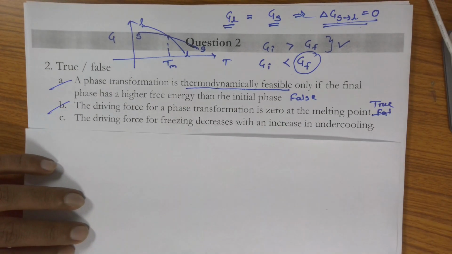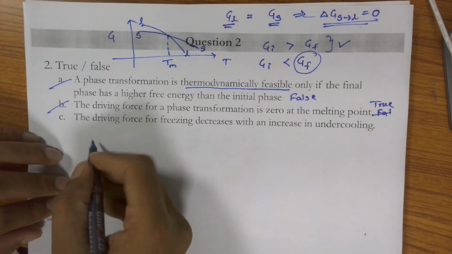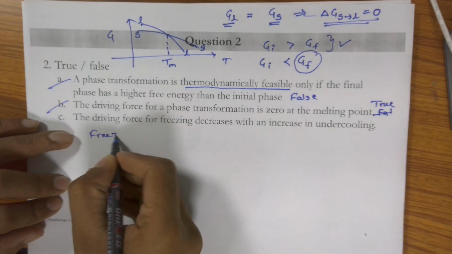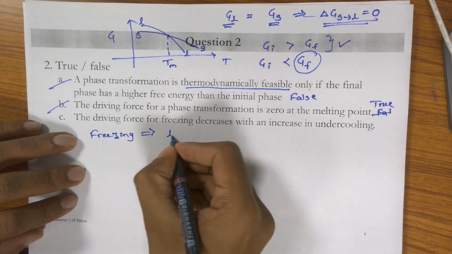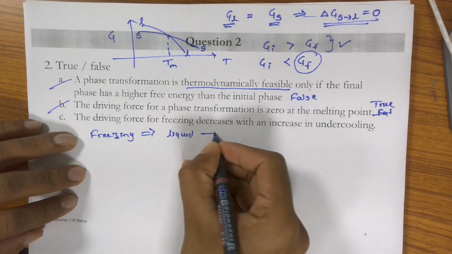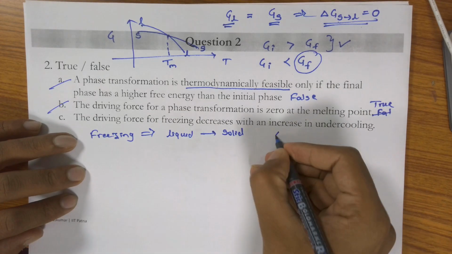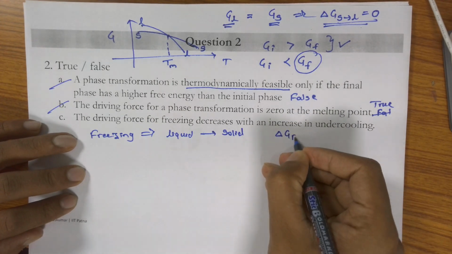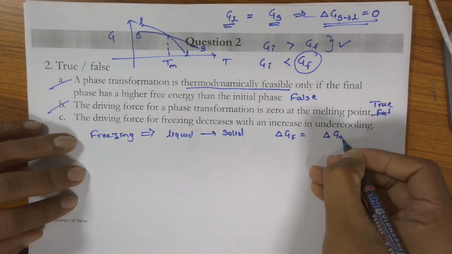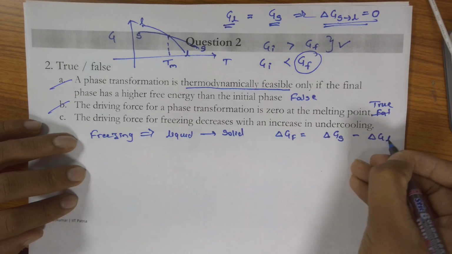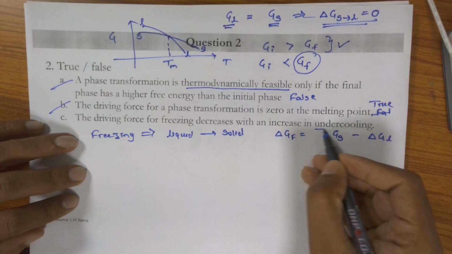Let's move ahead. The driving force for freezing decreases with increase in the undercooling. Freezing is a transformation where liquid converts to the solid. So the delta G for the freezing will be the delta G of the product, that is the solid, minus delta G of the liquid. Under what condition will it increase? Undercooling they are talking about, let's see.